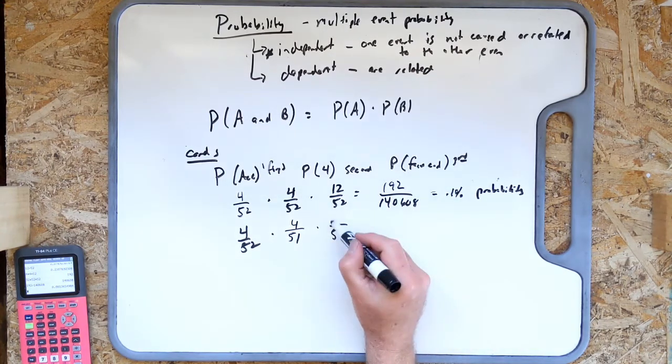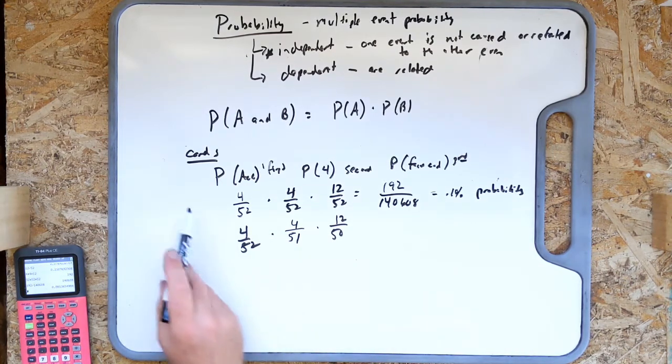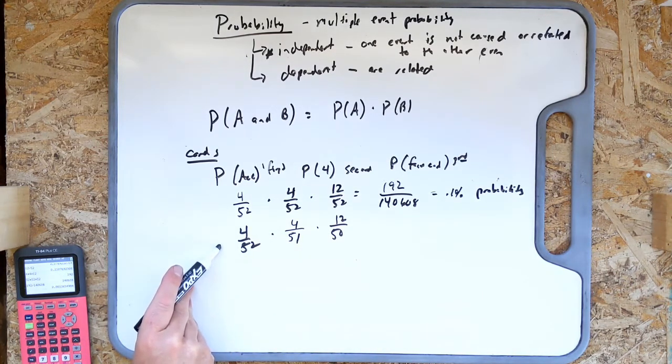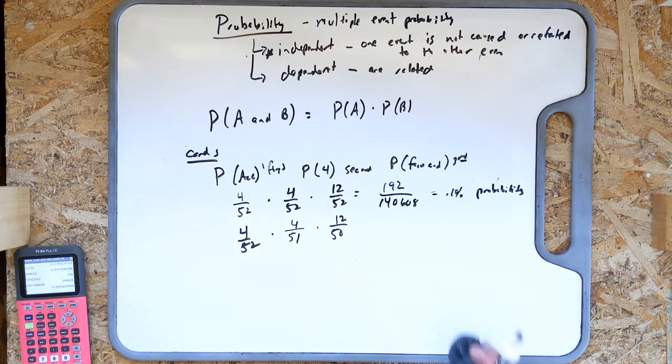And the face card was 12. So that's a different number. So this just assumes you put the card back every time. If you don't put the card back, then you've got 1 less card every time. Still the same method though. Multiply the probabilities together. Okay.